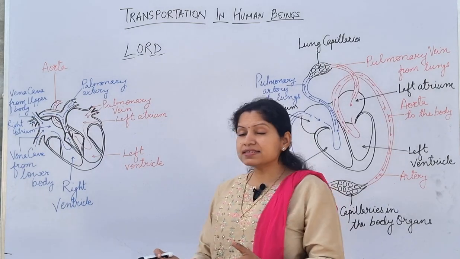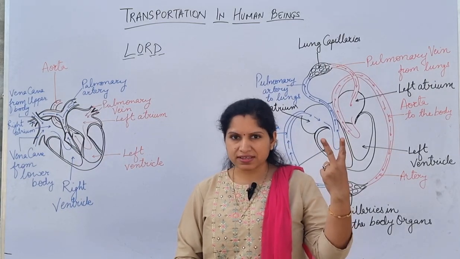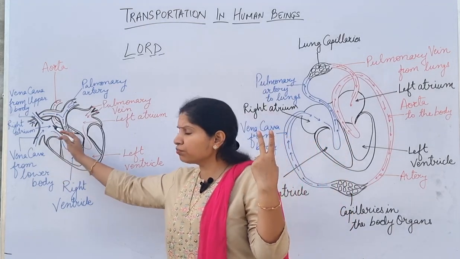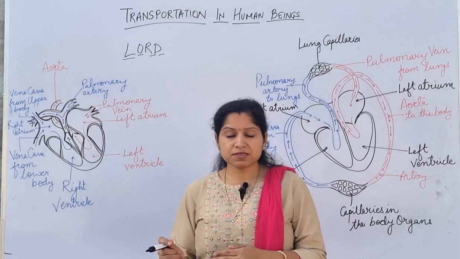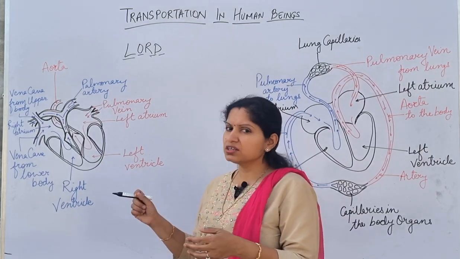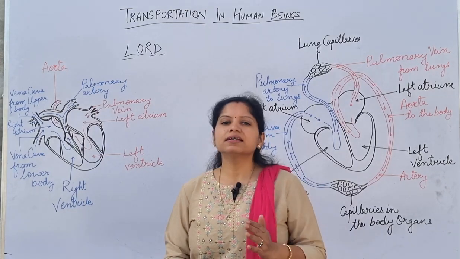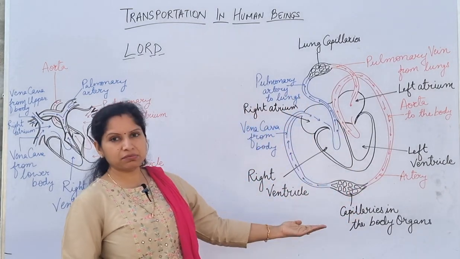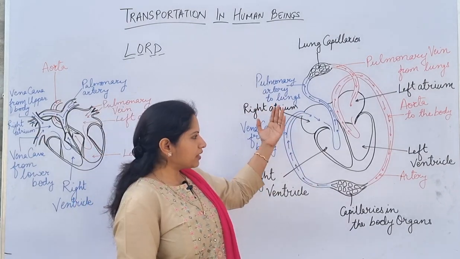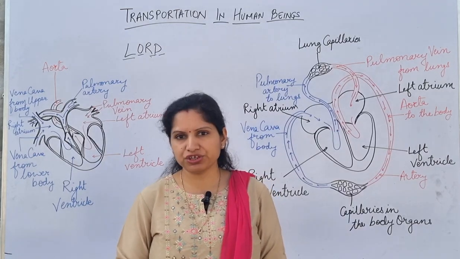In this complete circulation, the blood passes through the heart twice: once coming from the body and a second time coming from the lungs. Since the blood passes twice through the heart, it is known as double circulation. To express double circulation, we draw a diagram like this. I'll explain this as well.